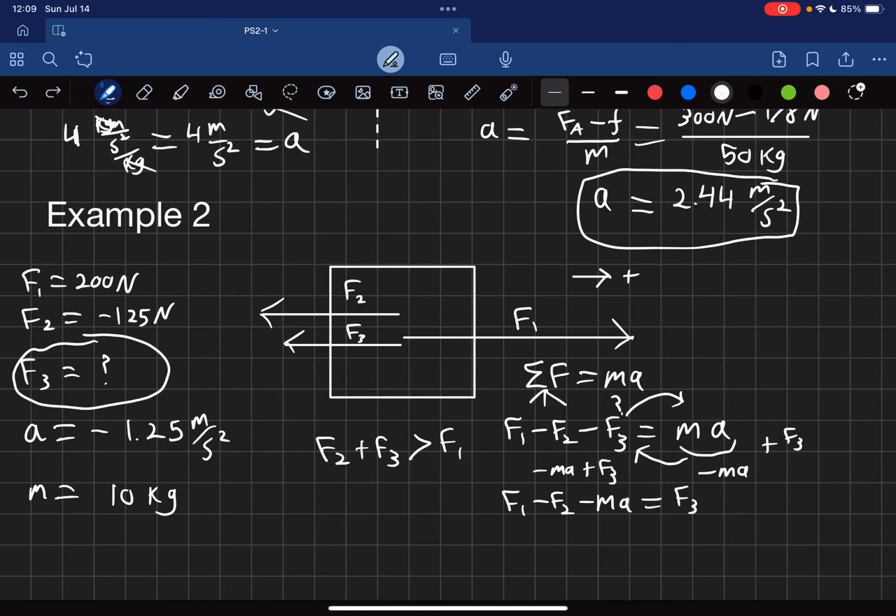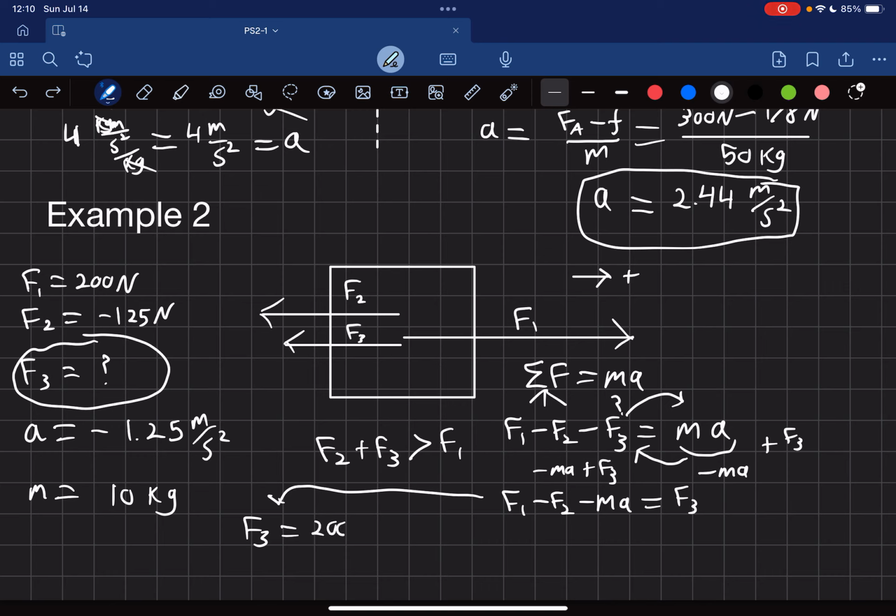All right, now I'm going to take this equation and move it over here. I'm running out of room. We're going to write F3, so I'm just going to flip the equation around. F3 is equal to F1 minus F2 minus MA, but since we've isolated the variable we're solving for, we can now just go straight to solving it. It's like plugging in numbers. So let's go ahead and do that.